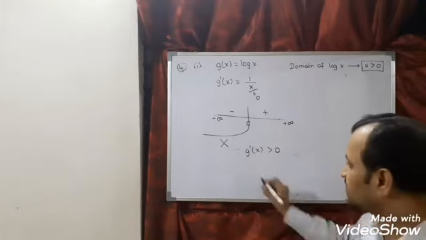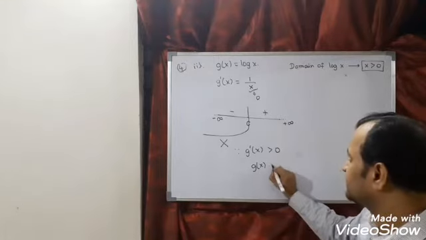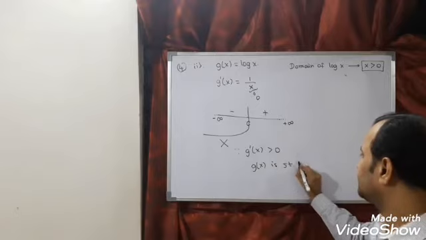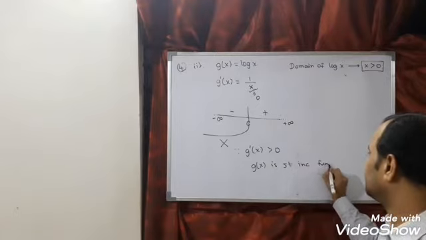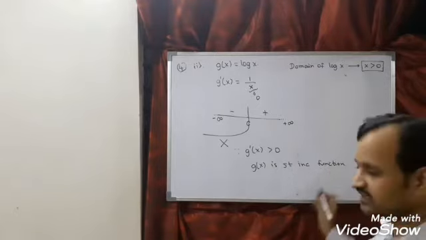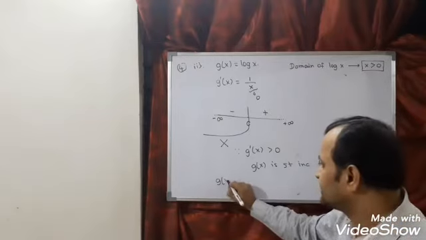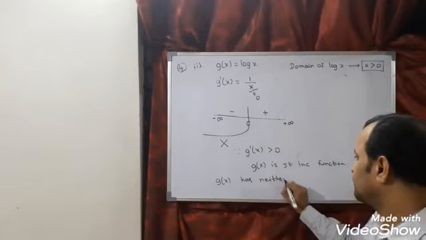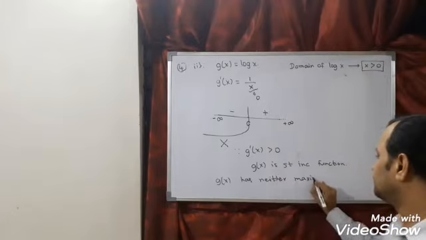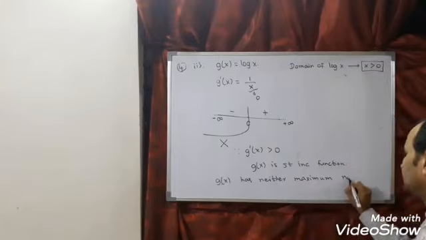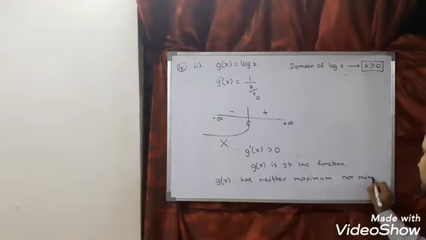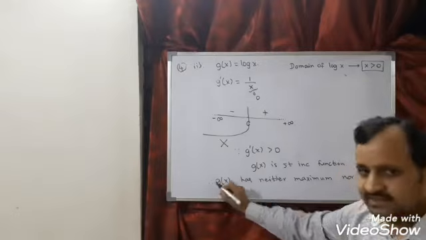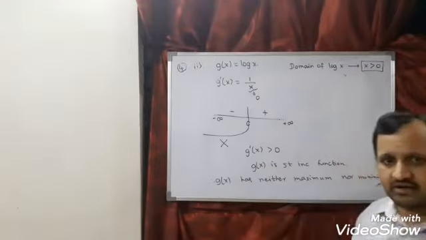So what type of function is this? g of x is a strictly increasing function. And if the function is strictly increasing, then g of x has neither maximum nor minimum. I think it is clear. So both the questions are done.